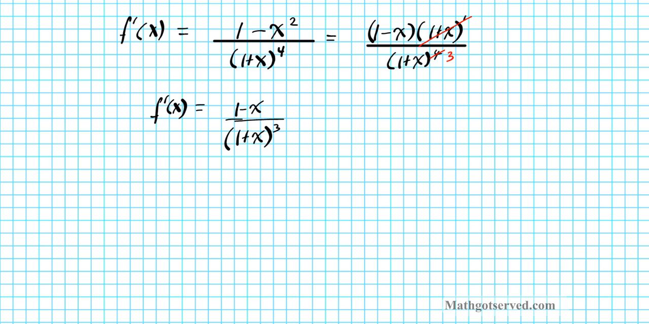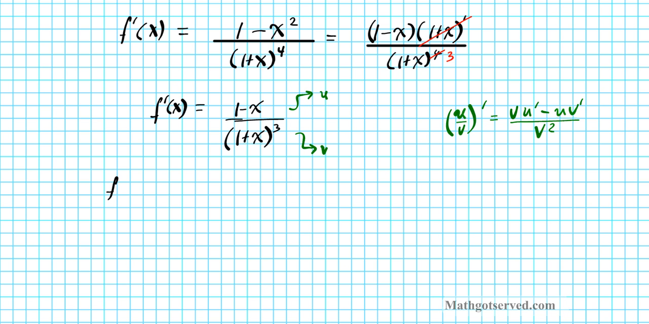All right. Now, we're going to use the quotient rule again. This is u, the numerator, and the denominator is v. We remember what the quotient rule is. u over v prime is equal to vu prime minus uv prime, divided by v squared. All right, so let's go ahead and apply that here.